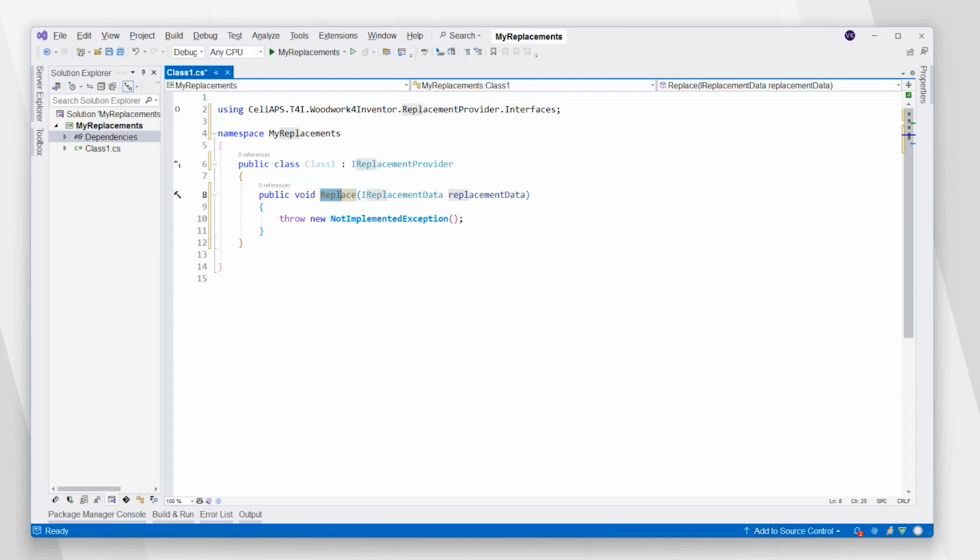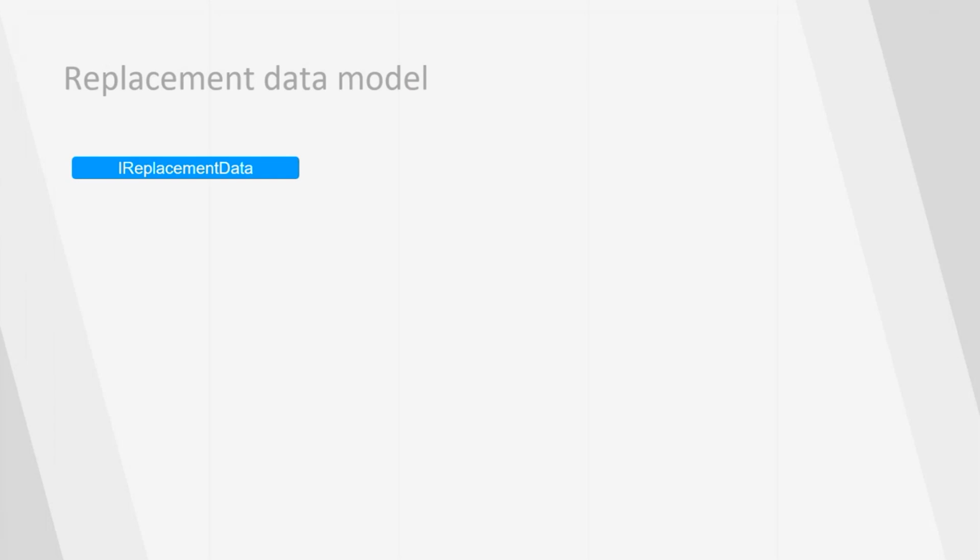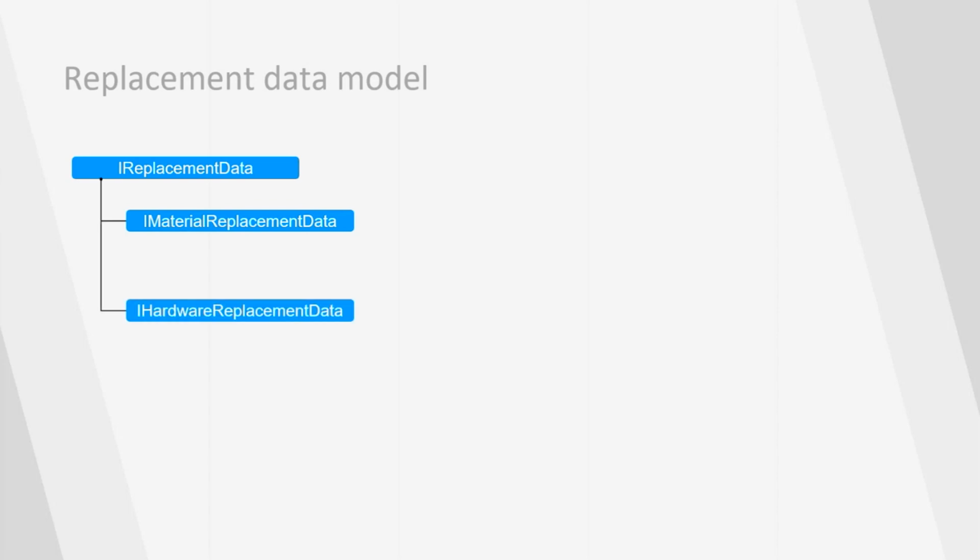When the user invokes a material replacement request in Woodwork for Inventor interface, this method is called, and the replacement data parameter is provided. What is this parameter about? Let's see. This replacement data parameter is an interface which can be derived by MaterialReplacementData for material replacements or HardwareReplacementData for hardware replacements.